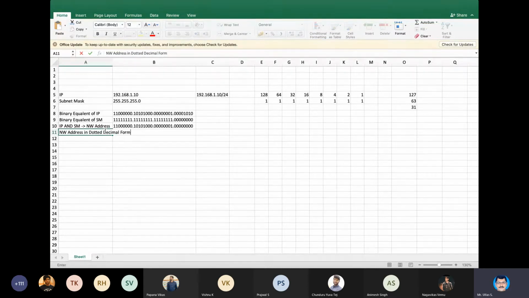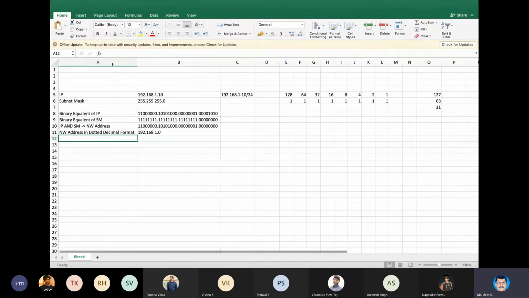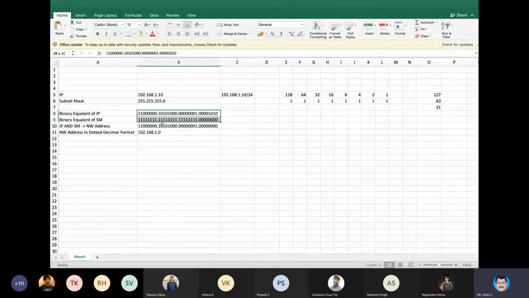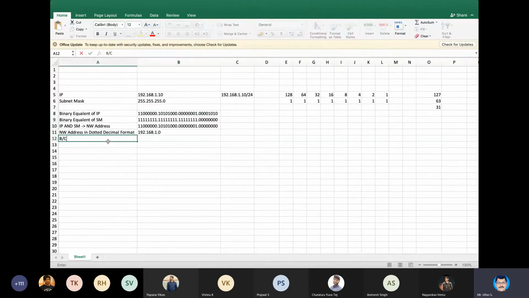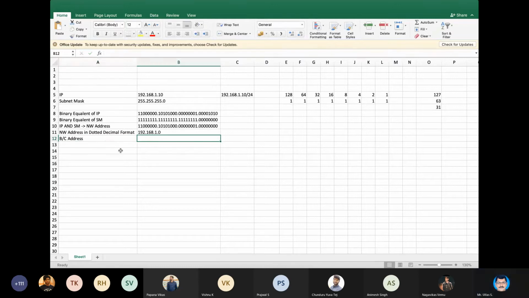I'm pretty sure that all of you know about this. And what is a broadcast address? Broadcast address. This also we have discussed. If the host side all bits are 1, then that is broadcast address. So here the host bits are all these 8 bits, okay. All the last 8 bits are host bits. So I'll put 8 ones over there. Now this is the broadcast address.